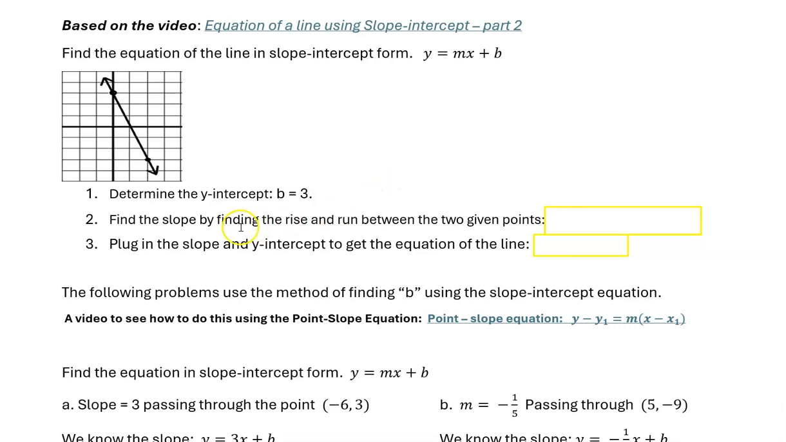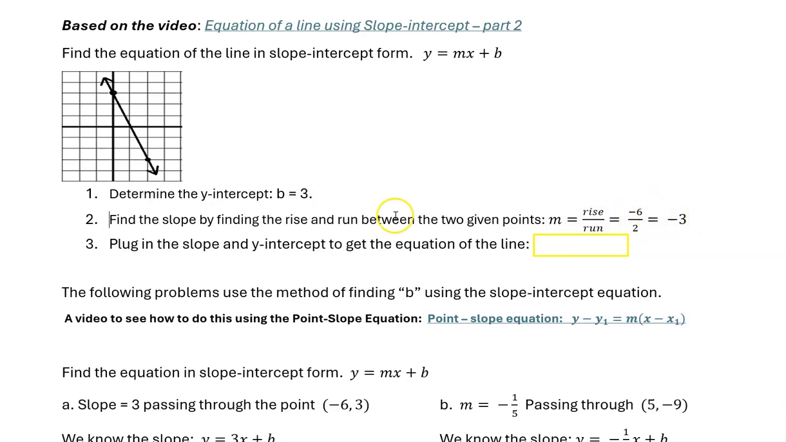And then you want to find the slope by finding the rise and the run between the two given points. So you count from one point down to find the rise. We're going down, so it's going to be negative, down to this next point. So 1, 2, 3, 4, 5, 6 down, and then to the right 2. So we have -6 over positive 2, and that's going to tell us that we have a slope of -3. It's always the rise over the run.